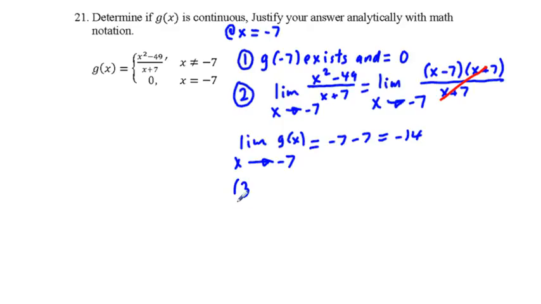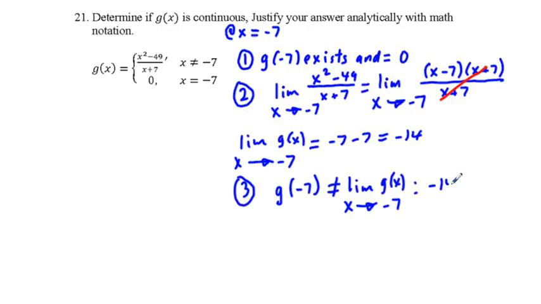Now condition 3, we have g of negative 7, in this case, does not equal the limit as x approaches negative 7 of g of x. And why do we know that? Because negative 14 is not equal to 0. So therefore, g of x is not continuous at x equals negative 7.